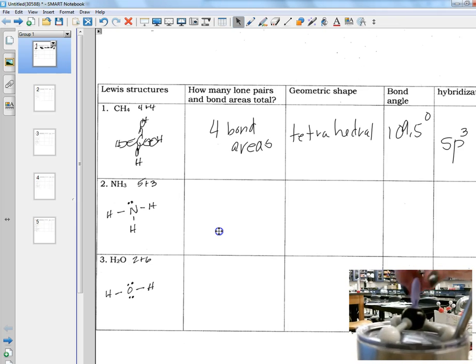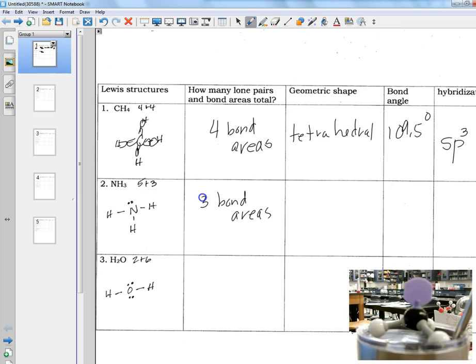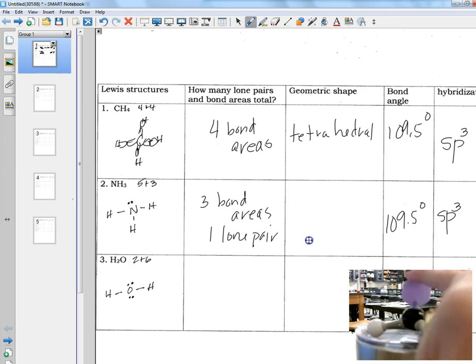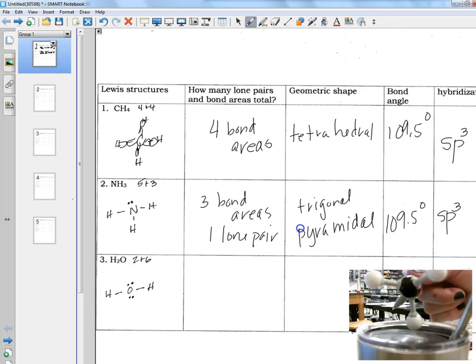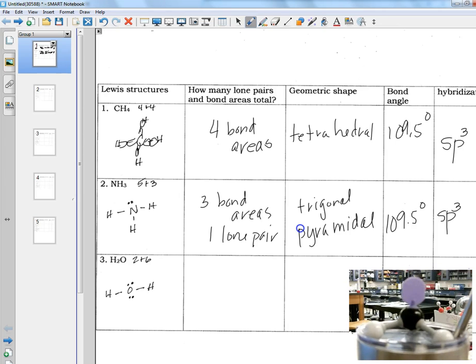Our second one, ammonia, our model would look like this with that lone pair. We have 3 bond areas and 1 lone pair. That still adds up to 4, which means we're still sp3 orbitals. So we're still 109.5 degrees. But because we're missing 1 atom, we call this a trigonal pyramidal. The base is 3, and it looks like a little pyramid.